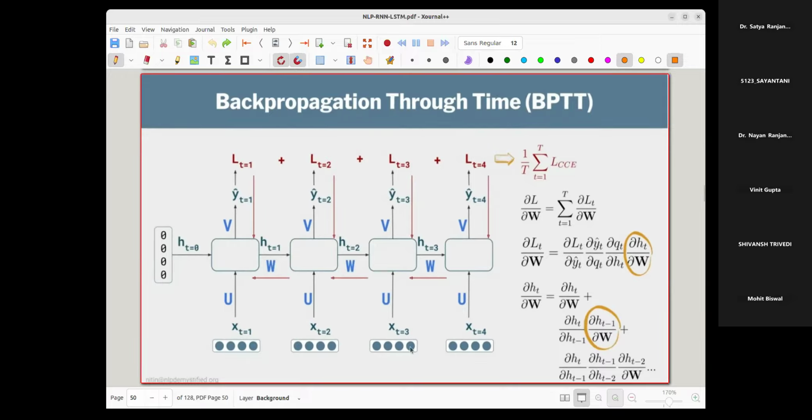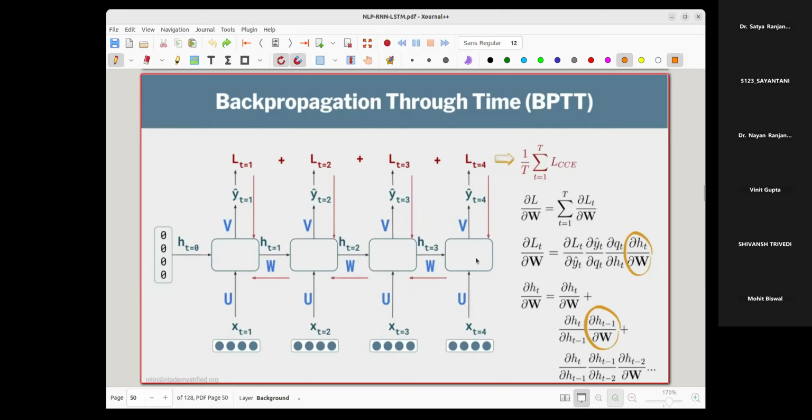As here, to calculate the derivative of the loss with respect to W, we are passing through time. That's why this algorithm is called backpropagation through time, or BPTT, because this W depends on previous time steps' W, this W again depends on previous time steps' W, and like this it will continue.